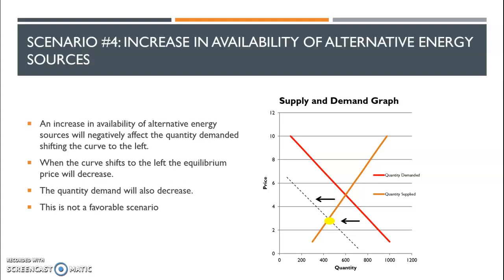Scenario 4, an increase in availability of alternative energy sources. An increase in availability of alternative energy sources will negatively affect the quantity demanded, shifting the curve to the left. When the curve shifts to the left, the equilibrium price will decrease. Quantity demanded will also decrease. This is not a favorable scenario.